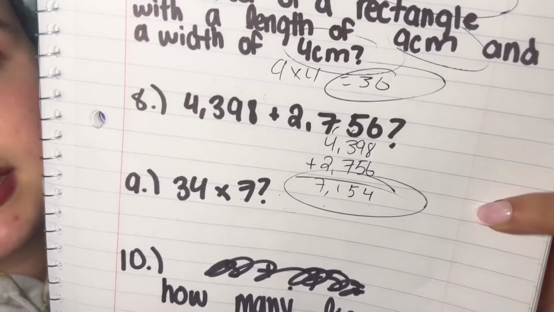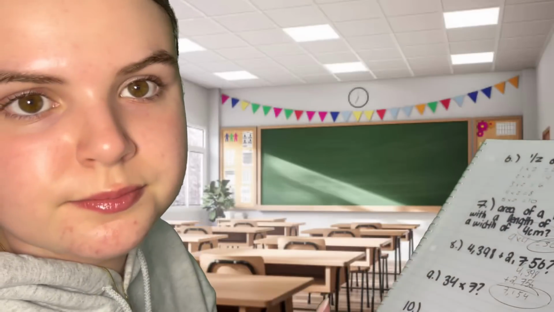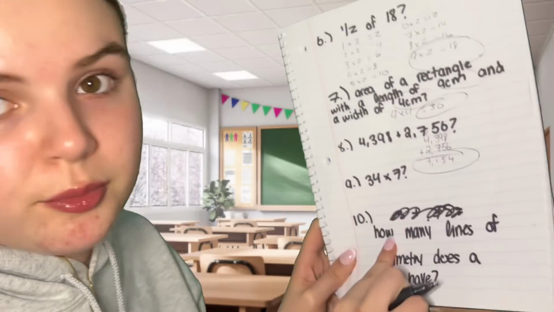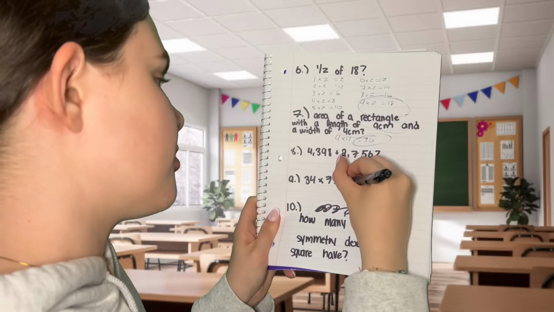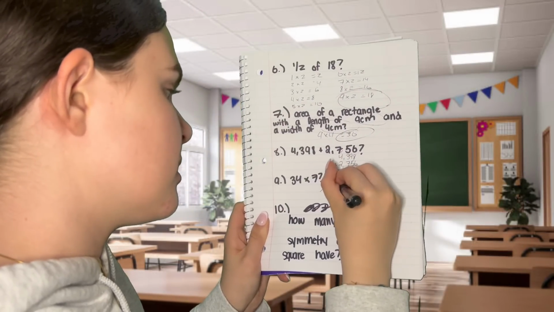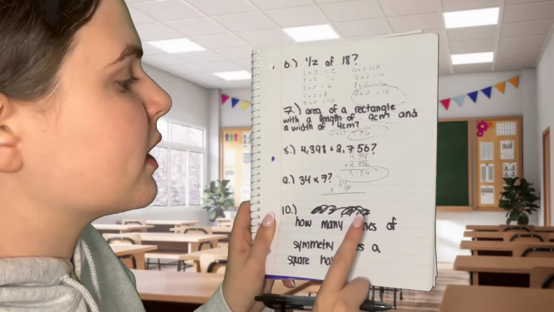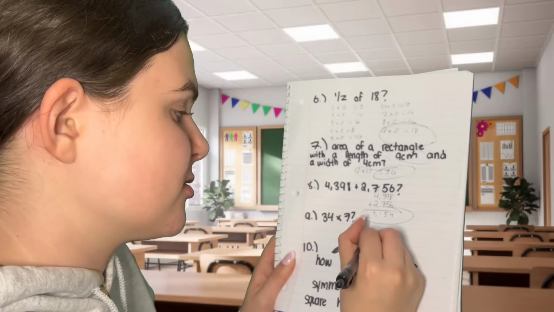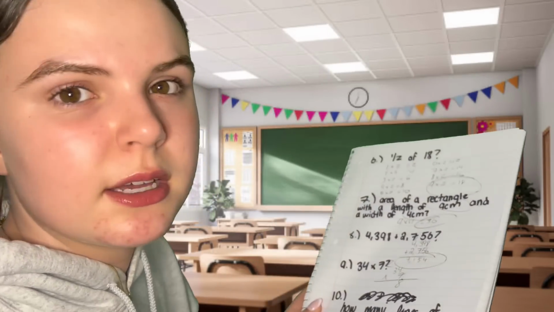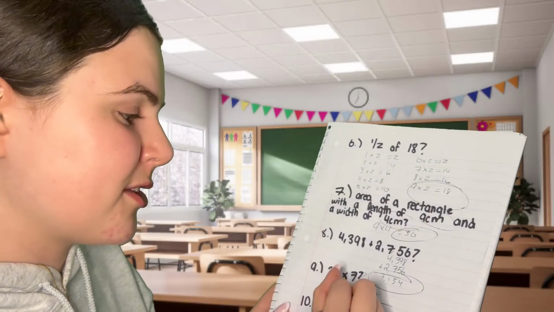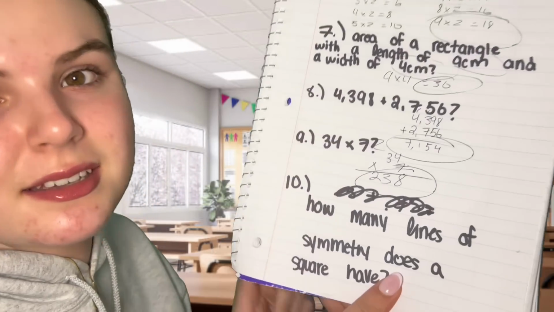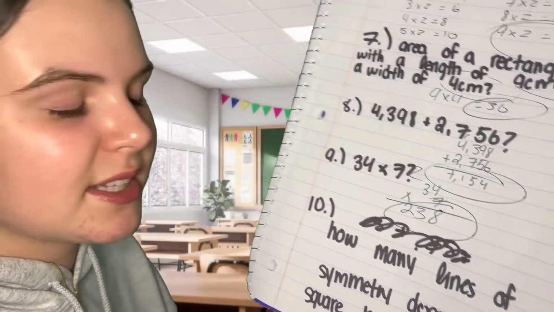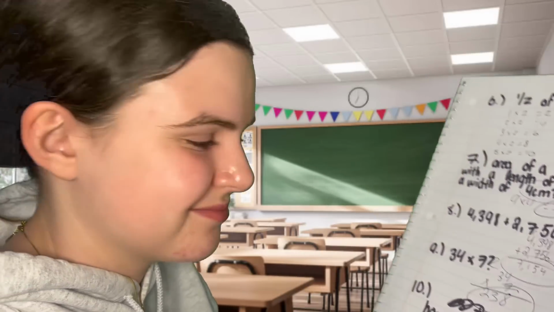Yep, I'll let you look at that. Good. Okay, so we have 2 more problems left and then we're done, okay? So we have 34 times 7. Okay, so what is 7 times 4? Close. It's 28. So we carry the 2. 7 times 3 is 21. Plus 2 is 23. So that's 238. It's not that difficult, is it?